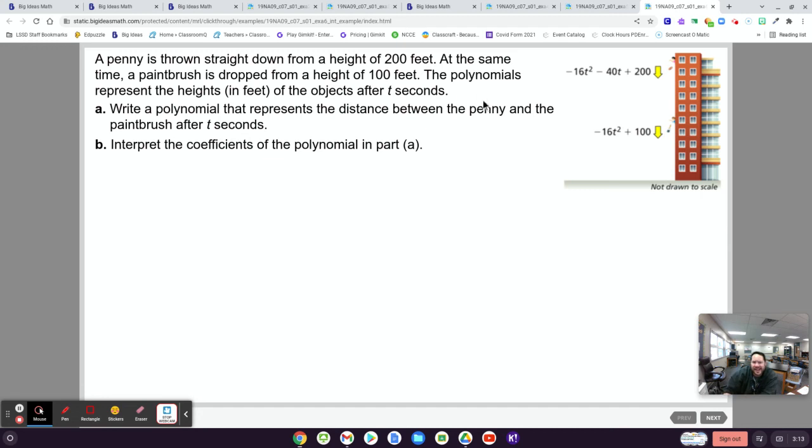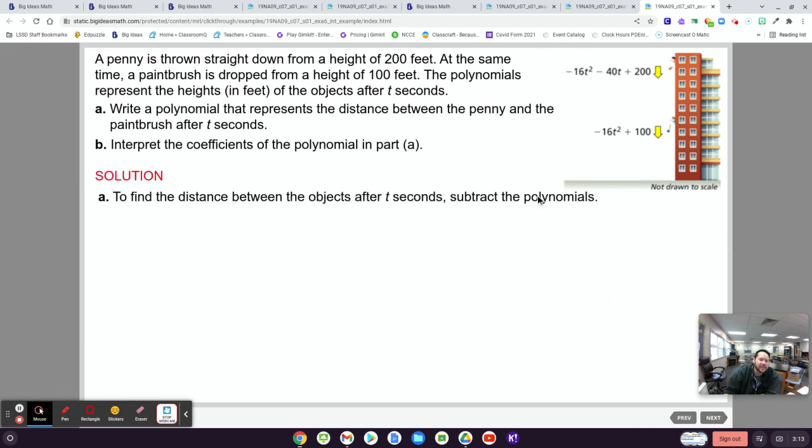Polynomials represent the height in feet of the objects after t seconds. So that is the first one for the penny, and that's the second one for the paintbrush. And then it says, write a polynomial that represents the distance between the penny and the paintbrush. So is this going to be an addition or a subtraction problem if you're finding the difference between them? Okay, so it says you have to subtract. Anytime you're looking for the distance between or difference, you want to subtract. So you're going to take the penny equation and subtract the paintbrush equation.